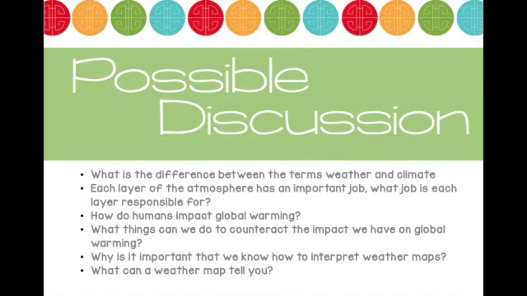So, possible discussions. Obviously, the discussion is going to vary based on what questions the kids bring back. It's a little bit different every year I do this, but some of the common things that get brought up are the difference between the terms weather and climate. Each layer of the atmosphere has an important job, and what job is each layer? How do humans impact global warming, and what things can we do to counteract that impact? Why is it important we know how to interpret and read weather maps for our everyday life, that real world context? And finally, what can a weather map tell you? How does it help you prepare for your day?